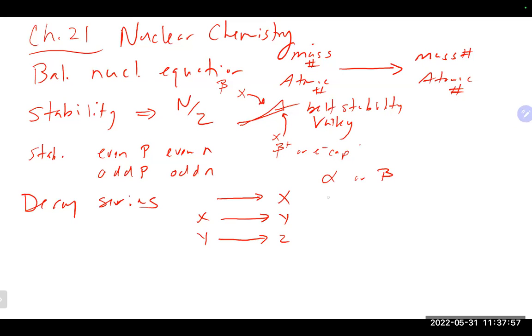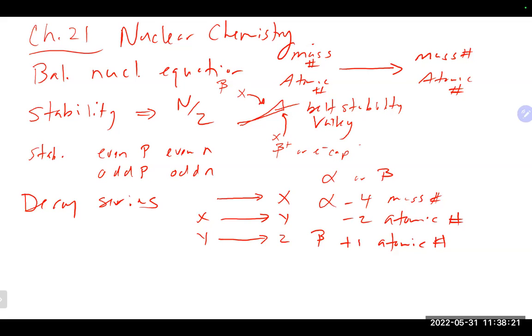For every alpha decay, you're going to take 4 away from the mass number and 2 away from the atomic number. And for every beta decay, you will add 1 to the atomic number. So that's a quick way, if you're just interested in what you get at the very end, that you can go through it and figure it out.